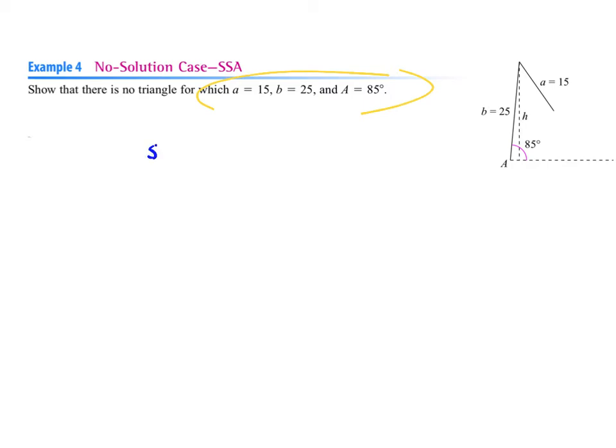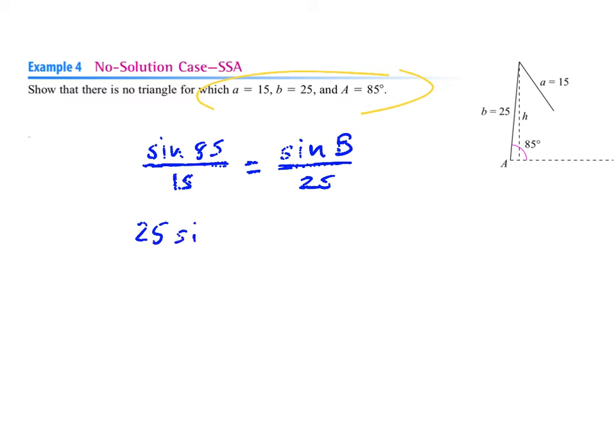Sine of 85 over 15. And what's that equal to? Sine of B over 25. Perfect. So we're solving for sine of B, so let's cross multiply. We have 25 times the sine of 85. That's equal to 15 times the sine of B. Divide both sides by 15.